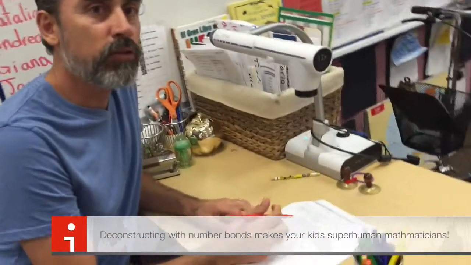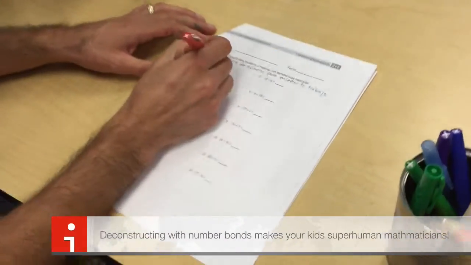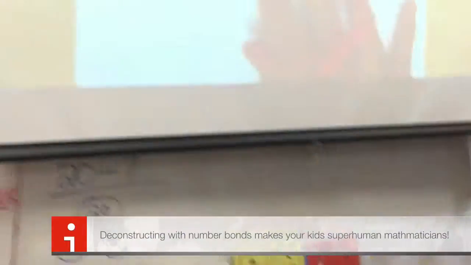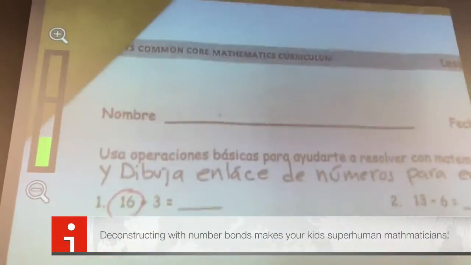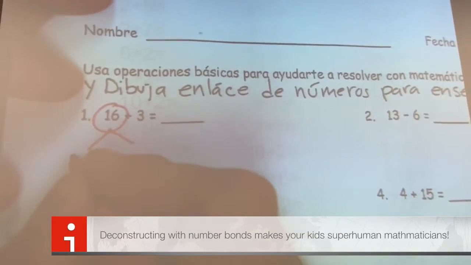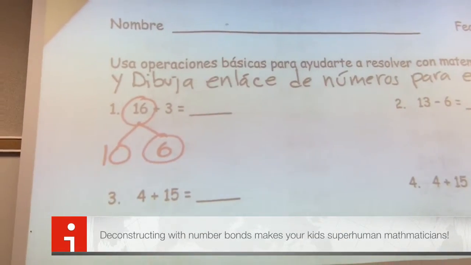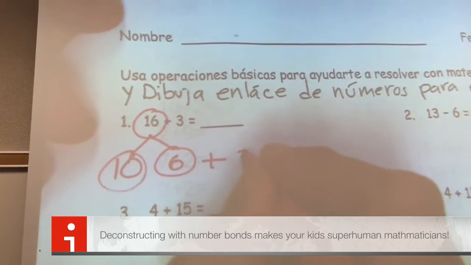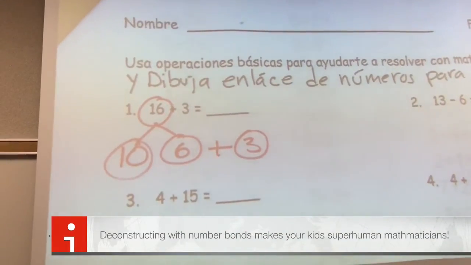So 16 plus 3, okay? 16 plus 3, this 16 is a more challenging number. You can go ahead and point up there. So the 16 is a challenging number, okay? Rather than do 16 plus 3, I'm gonna deconstruct it to a 10 and a 6. And that's the basic idea. Now, once I have the 10 and the 6, what you have are math facts. You have the 10 plus a 6, and I also have a 3, okay?